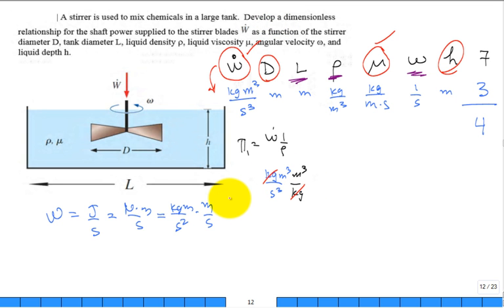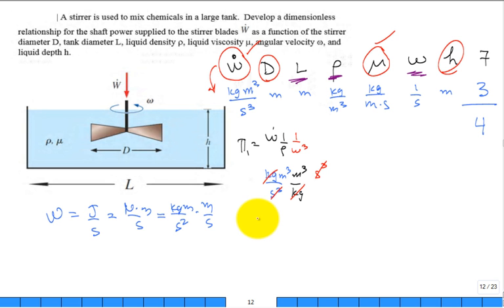Won't that get rid of the kilogram? Say goodbye to kilogram and don't introduce anything with the kilogram again in that pi group. All right. Now let's get rid of the next hardest one, probably seconds. So if I want to get rid of second cubed down there, then I will divide by omega cubed. That will give me seconds cubed. Say goodbye to the second cubed. Now I only have length to the 6th power.